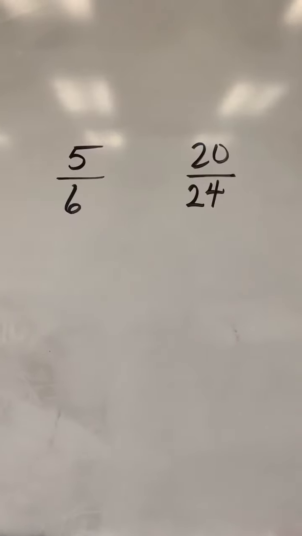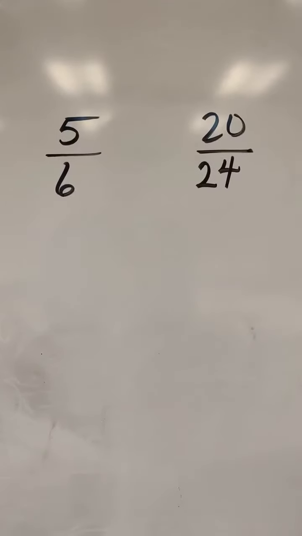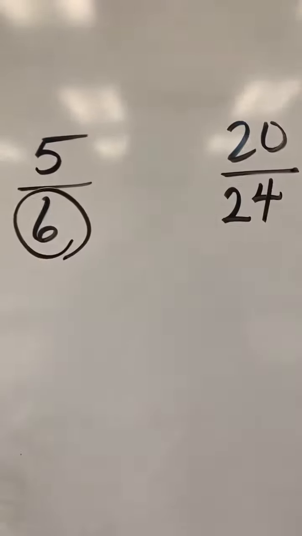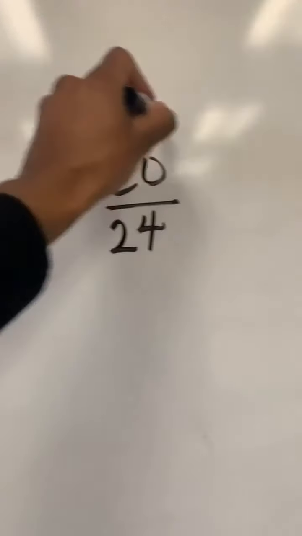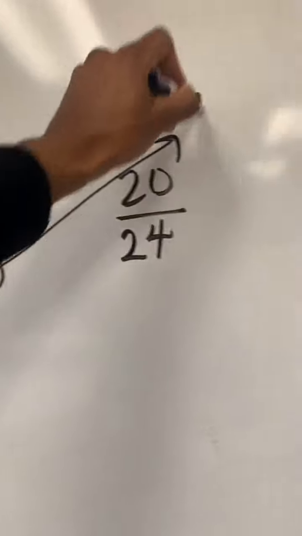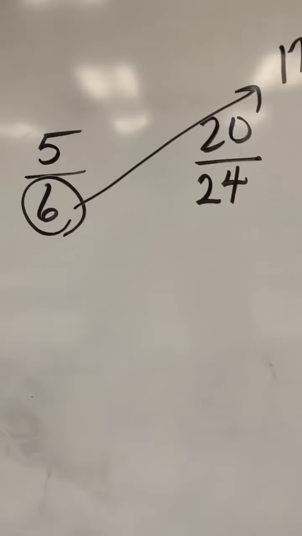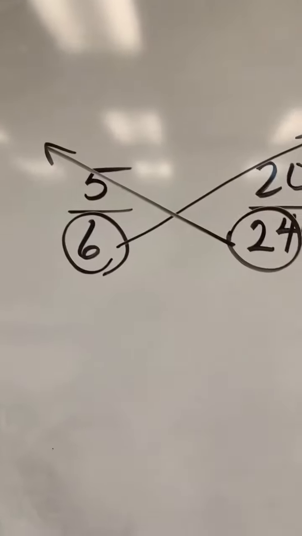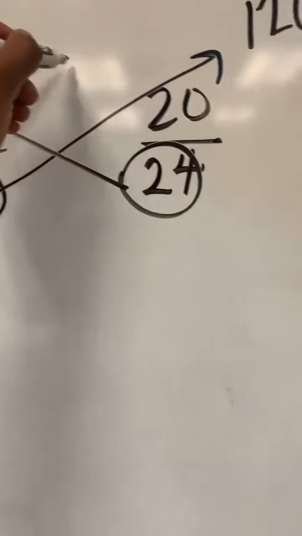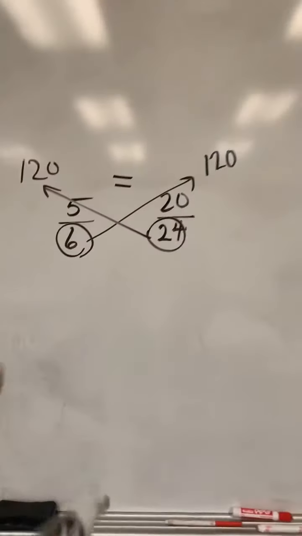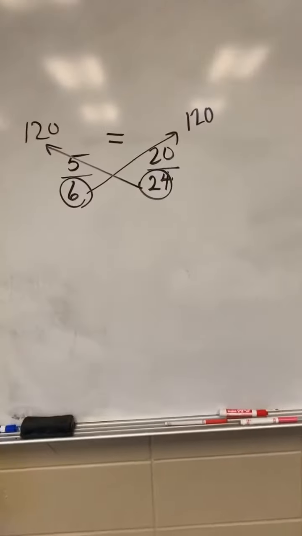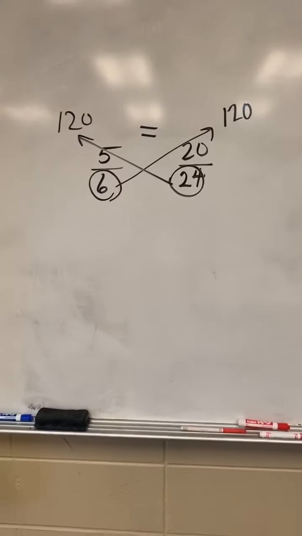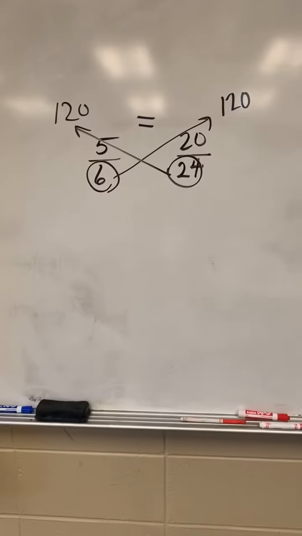All right, so 5 over 6 being compared to 20 over 24. So let's see, I have that one. 6 times 20 is 120. 24 times 5 is also 120. That means that these two fractions are equivalent to each other. They both ended up being 120 when I did my multiplications, so they're equal to each other.